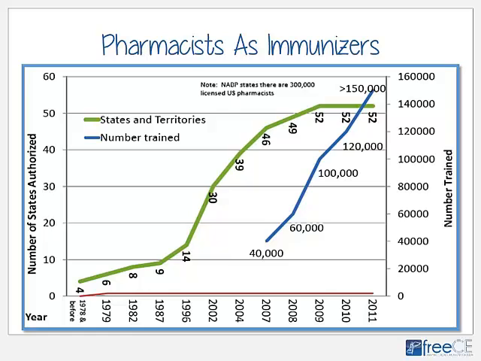So the number of states in 2011 was 52, and the number of pharmacists trained was over 150,000. That's a huge number. You can see that really there have just been leaps and bounds in terms of the number of states allowing pharmacist immunization and the number of pharmacists trained. So that's excellent. We want to see those numbers continue to increase.